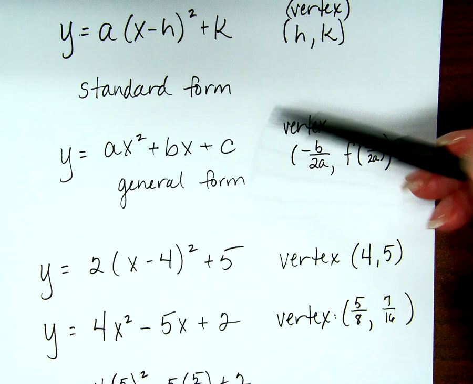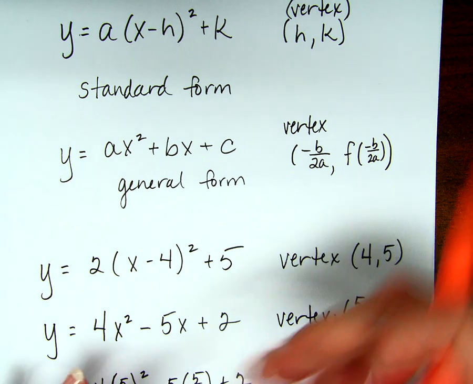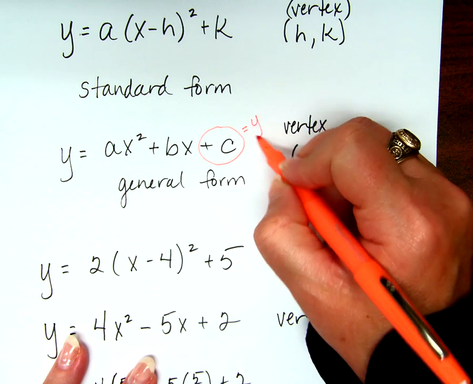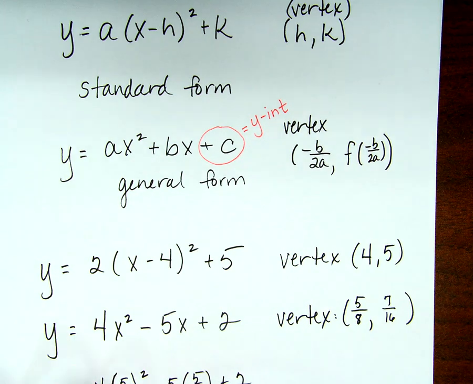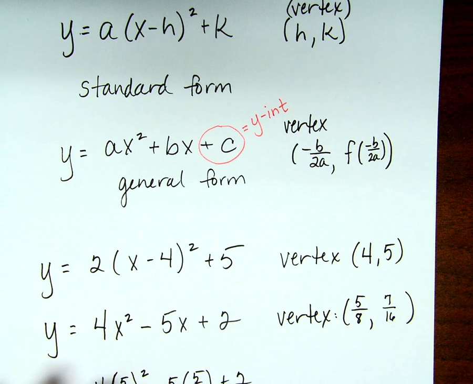Something else in general form that's an important characteristic, well, it's important to standard form too, it's just not as easy to see. But in general form, c is your y-intercept. That's nice because it's super easy to see because it's right there. It's the constant, right?